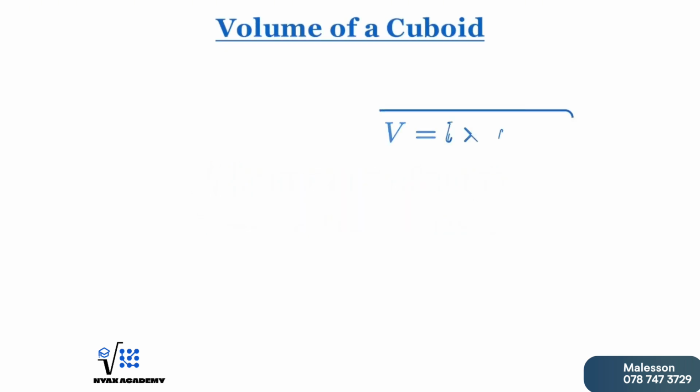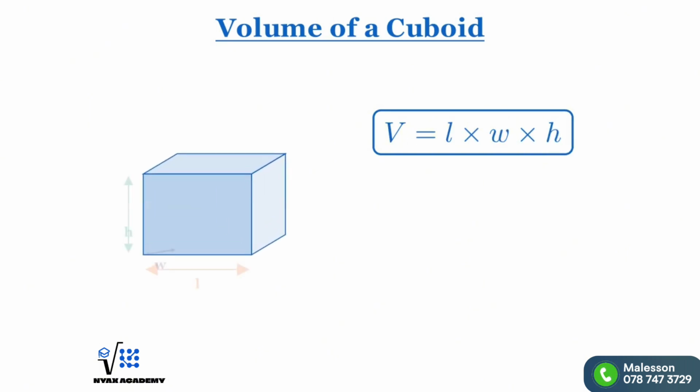So let's start with volume of a cuboid. We use the formula volume is equal to length times width times height, and its units of measurement are cubic centimeters, cubic meters, or cubic millimeters, depending on the units used for either volume, length, or width.